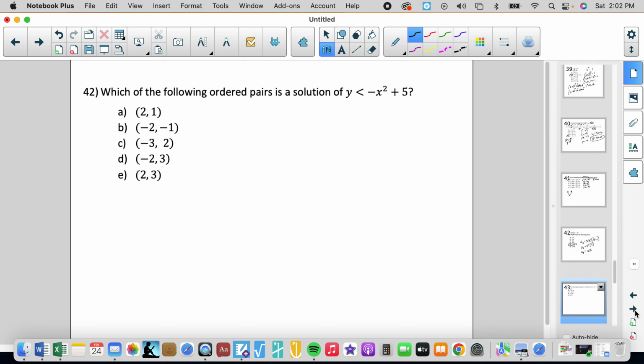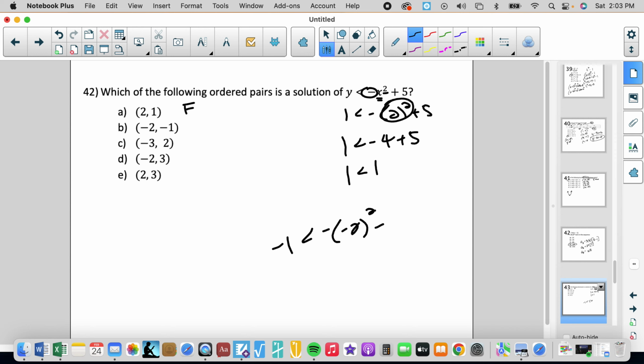Which of the following ordered pairs is a solution? So we're just going to plug these in, and we've got to plug them in a bunch of times. So my y value: is 1 less than negative 2 squared plus 5? Remember, we're squaring that. The only thing being squared is x. That negative is outside of it. Is 1 less than 1? No, that's false. Negative 1 less than the opposite of negative 2 squared plus 5, negative 1 less than negative 4 plus 5, negative 1 less than 1. That's true. We don't have to go any further. Moving on.